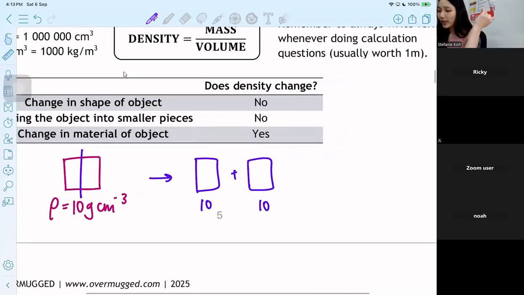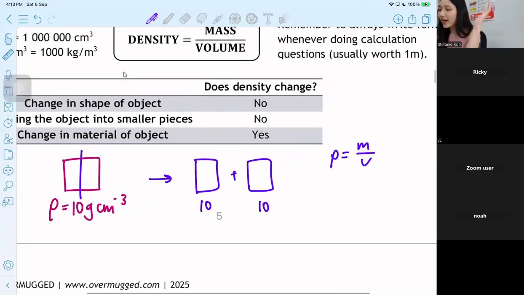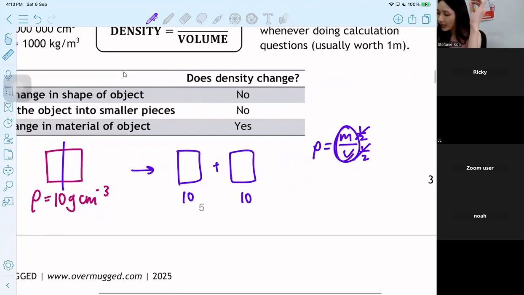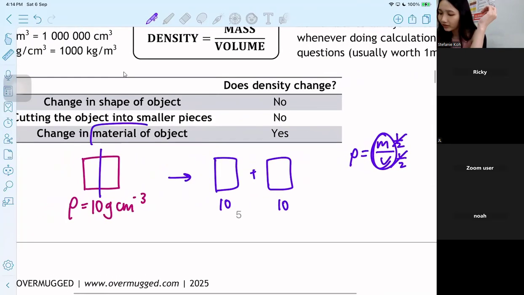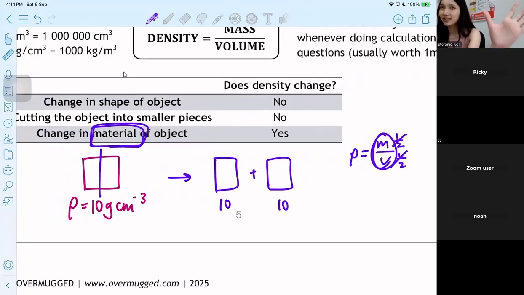Why? Go back to the formula, the broken heart. If I halve the block, I will halve the mass and I halve the volume also. It cancels out. You end up with the same density. So as long as you are the same material, the same block made of the same things, your density will be the same, no matter how you chop it up. You can chop it into 3s, it will still be the same. Understand?